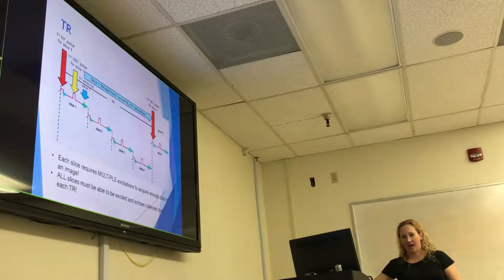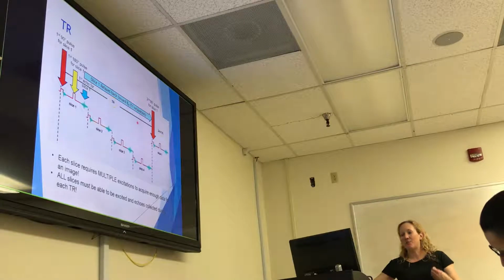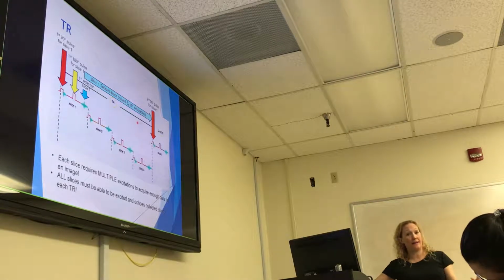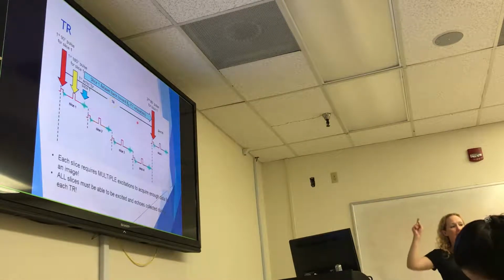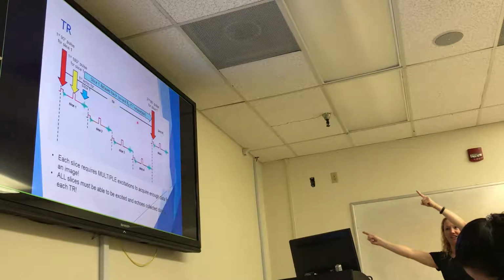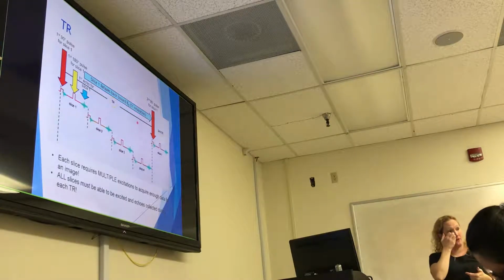This length of time between the red arrows is our repetition time, our TR. And depending on how long we wait between excitation of slice 1 and when we come back to slice 1 is going to determine how much T1 relaxation we allow to happen, all right?